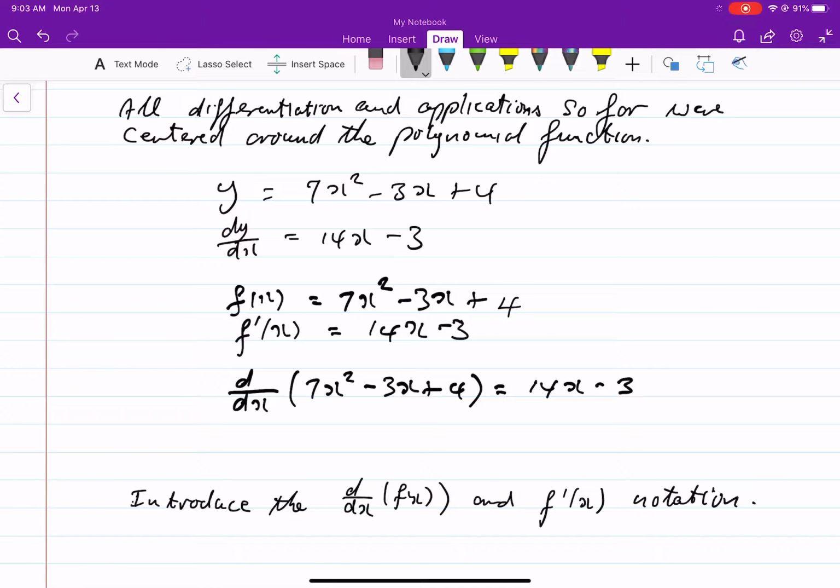So here I wanted you to get familiar with the three main ways that you can indicate you're differentiating a function. You can call it a y, and then the notation is dy dx. Or if you call the function f of x, the notation for differentiation will be f prime of x. Or you can just say d dx, which means differentiate with respect to x the function 7x squared minus 3x plus 4. Slightly different way you can read it sometimes. I use them interchangeably. Sometimes I would say differentiate the function 7x squared minus 3x plus 4 with respect to x. So sometimes you can say it that way.